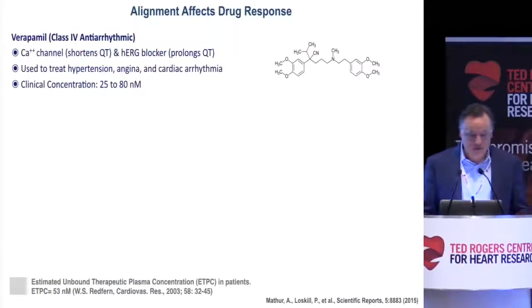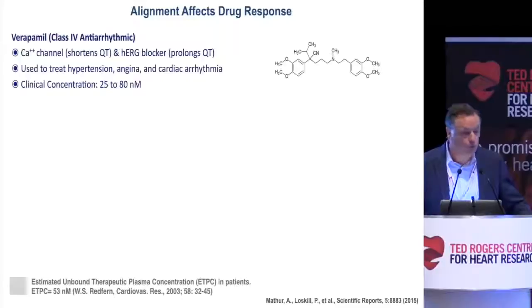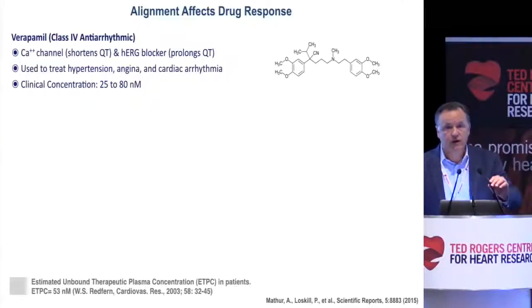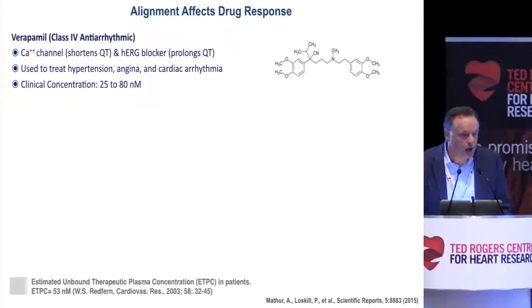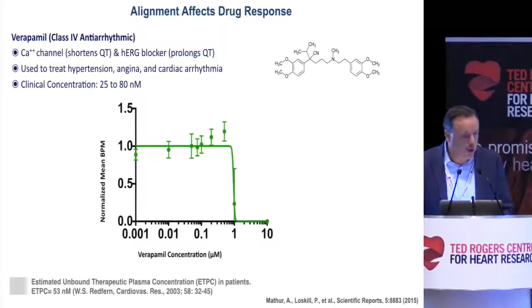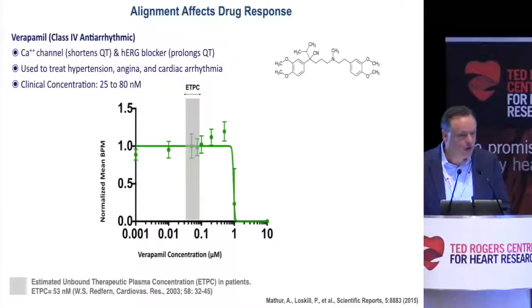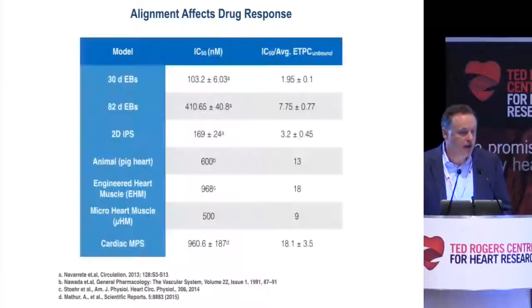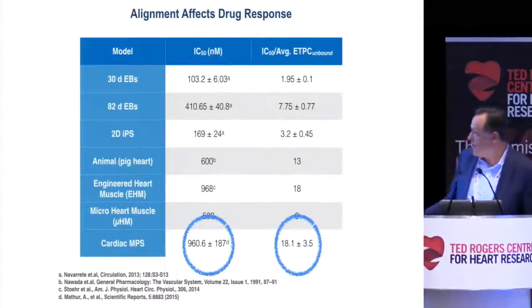Verapamil is our favorite example with our chip, mainly because verapamil works on two different ion channels. It both prolongs and shortens the QT interval. You know how it's used for treatment better than I do. We get an IC50 curve that looks something like this, and if we do the sort of cartoon fly-in, we get a good safety margin. The safety margin for us is about 18.